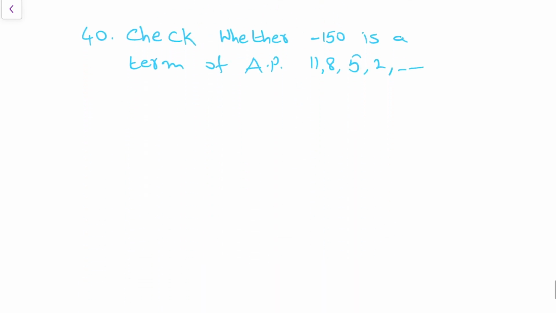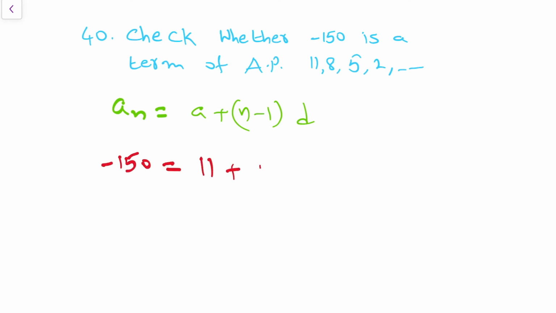Next question. Check whether minus 150 is a term of the given AP 11, 8, 5, 2 and so on. Whenever these kinds of questions come, again we need to go with the nth term formula only. So an is equal to a plus n minus 1 into d. Here it is asking to check minus 150, so minus 150 will become our nth term. So minus 150 is equal to the first term 11 plus n minus 1 into the common difference, second number minus first number, 8 minus 11, minus 3.